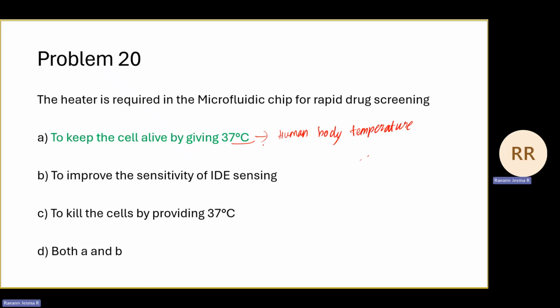Thus, this will maintain the system at a constant temperature around 37 degrees centigrade. And we need this temperature because it is human body temperature, and when we are using the microfluidic chip for rapid drug screening, we want to closely simulate the human body conditions, and that is why we need a heater.